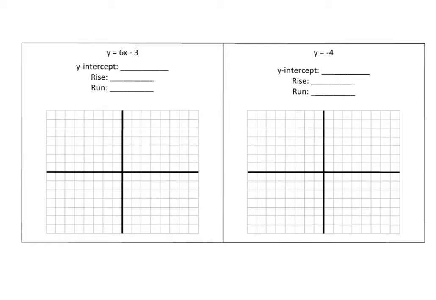In our third example, we'll begin at a y-intercept of negative 3, and then we will count up 6 for the rise and over 1 for the run. Once again, remember that when you have a whole number in front of your variable x, you'll know that the denominator is automatically a 1. So we'll know that the run is 1 when we have a whole number.